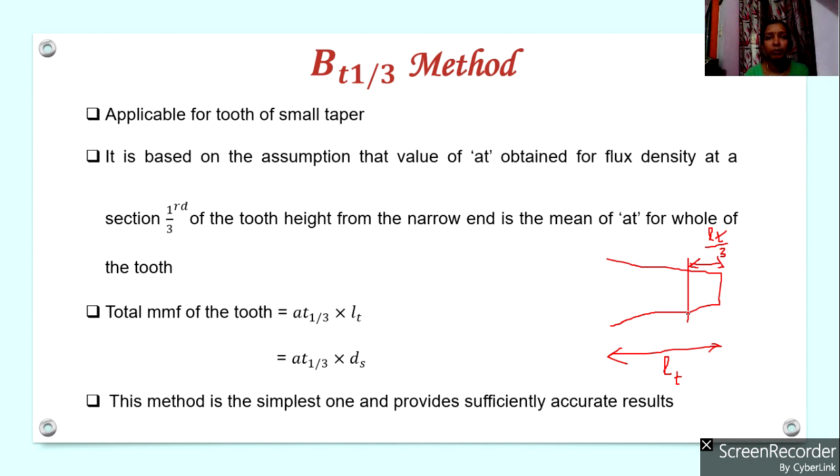That mmf per unit length will be the mean value of AT for this entire tooth. Then the total mmf will be equal to the mean value of AT into the length of the tooth.